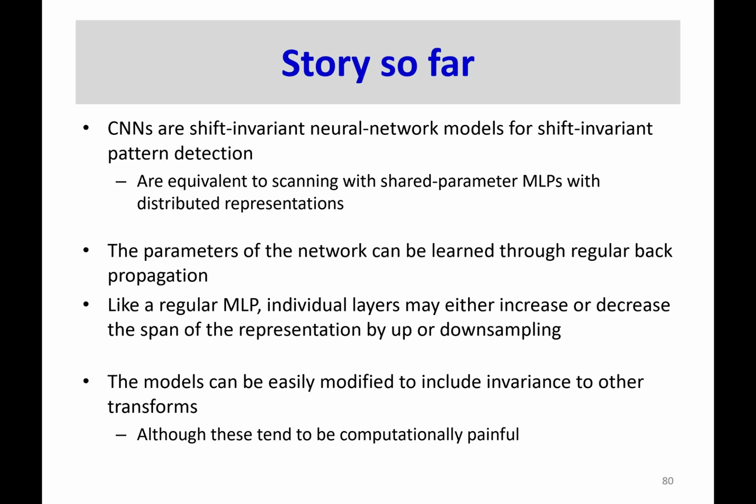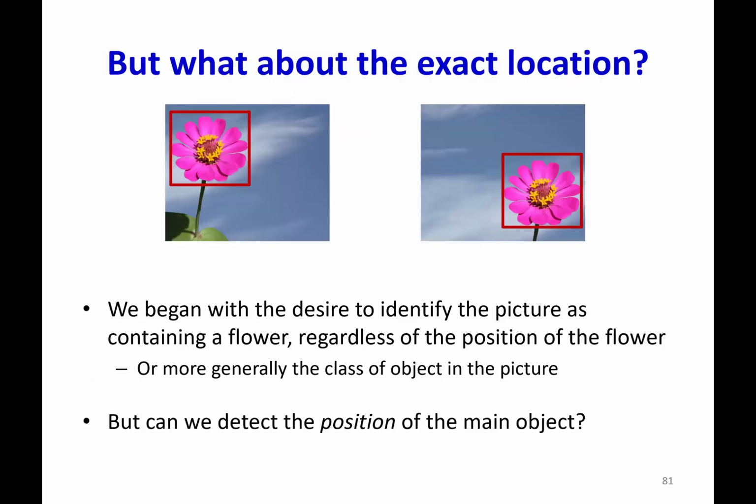So here's the story so far. CNNs are shift invariant neural network models for shift invariant pattern detection. They're equivalent to scanning with shared parameter MLPs with distributed representations. The parameters of the network can be learned through regular backprop. Like a regular MLP, individual layers may either increase or decrease the span of the representation by up or down sampling, and the backprop must handle this as well. The models can be easily modified to include invariance to other kinds of transforms. But this can be computationally painful, right? So far, so good.